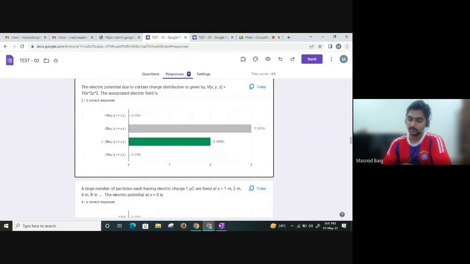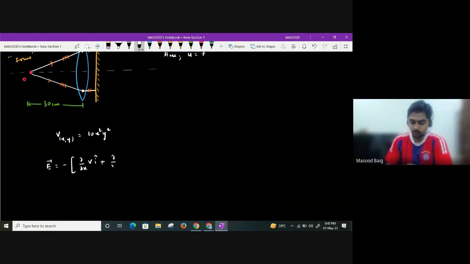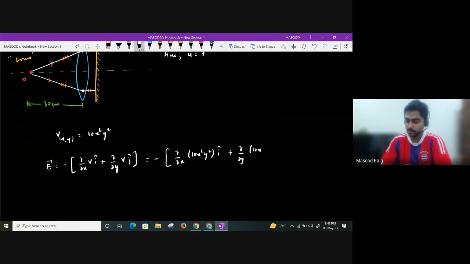The electric potential due to a certain charge distribution is given as 10x square y square. What is the associated electric field, they are asking. So the electric potential is given, and you can see the potential is varying with x and y. So what will I do? I have two variables here, so I'll write the electric field as minus of dou V by dou x i cap plus dou V by dou y j cap. So we can write it as minus of dou by dou x of 10x square y square i cap plus dou by dou y of 10x square y square j cap.